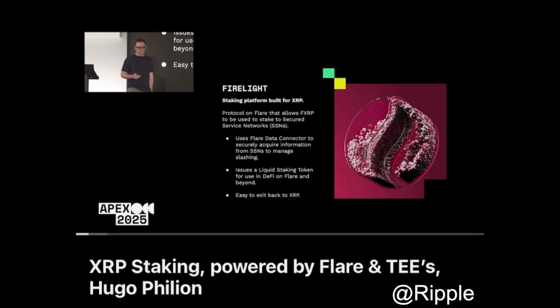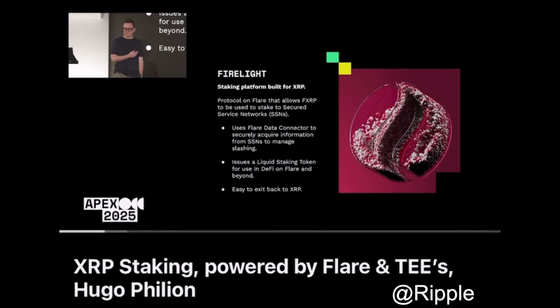Firelight is a staking platform built on Flare by the highly experienced DeFi professionals at an entity called Centaura. We will go through what it enables in more detail in a moment, but the key thing to understand is it allows you to use your XRP to secure services, which we call, creatively enough, Secured Service Networks, SSNs. These services can be built on Flare, on XRPL, on Ethereum, on Sui, or wherever. So it's broadly chain agnostic.